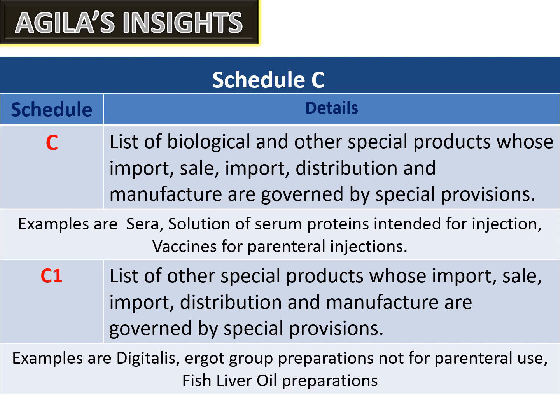Schedule C1 is about other special products related to drugs belonging to the digitalis group and preparations containing drugs belonging to the digitalis group not in the form to be administered parenterally. Similarly, ergot and preparations containing ergot not in a form to be administered parenterally. Adrenaline and preparations containing adrenaline not in a form to be administered parenterally. Here is one more example, fish liver oil and preparations containing fish liver oil.